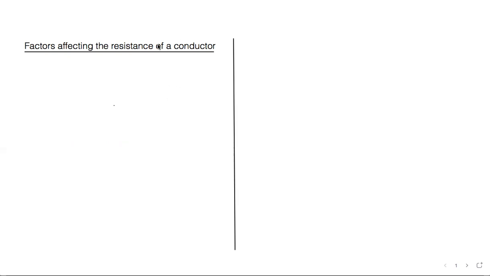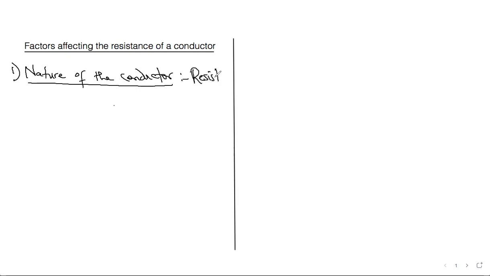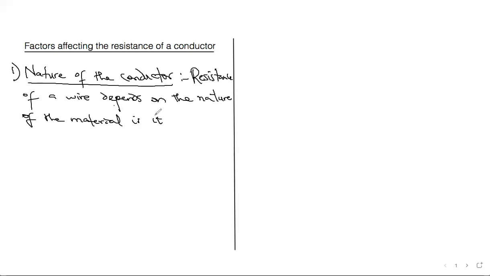The first we are going to look at will be the nature of the conductor. Depending on the material of the conductor, the resistance will be different. Resistance of a wire depends on the nature of the material it is made of.